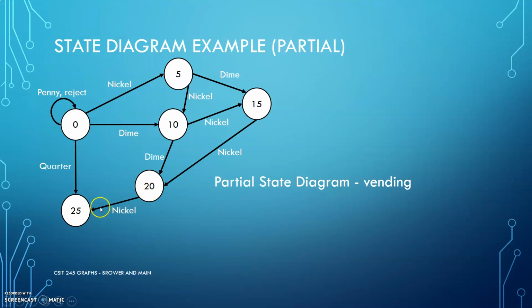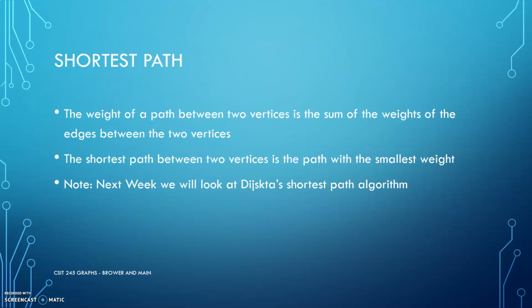And then another nickel would get us to the 25-cent state. So graphs are used to represent state diagrams where the nodes would be the states that we're in. The edges would be a value received or some action that will take us from one state to another.